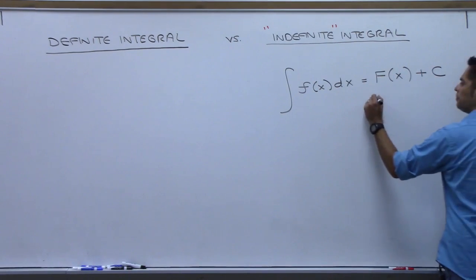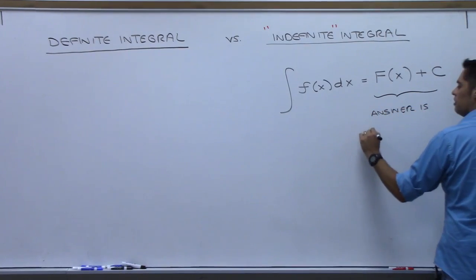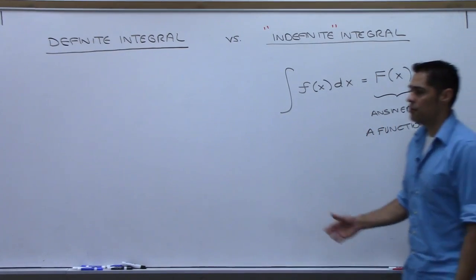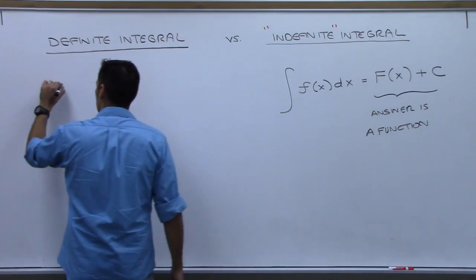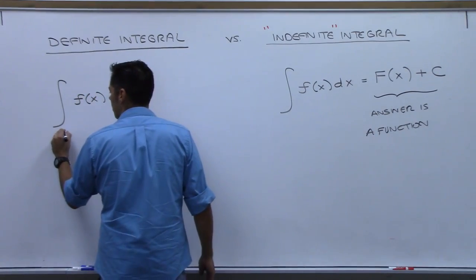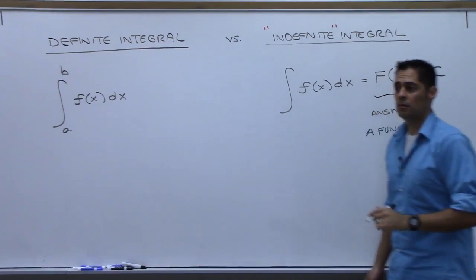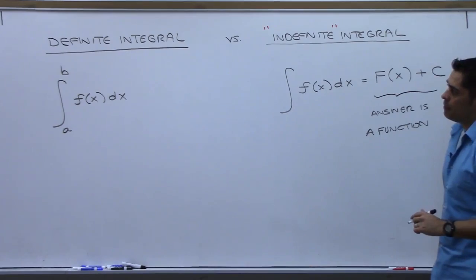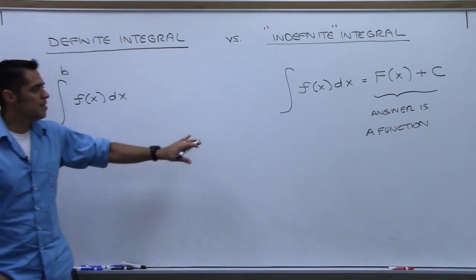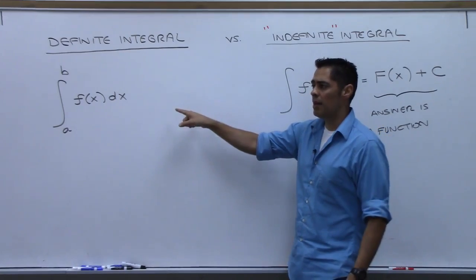Our answer here is a function. Now, we compare that to what's called a definite integral, which is the same symbol, but now we're throwing these numbers on here. So we're going to call this a, and we're going to call this b. Here, a and b are numbers. And this is also going to give us some answer, but it's not going to be a function. It's actually going to be a number. So this will be a numerical answer.